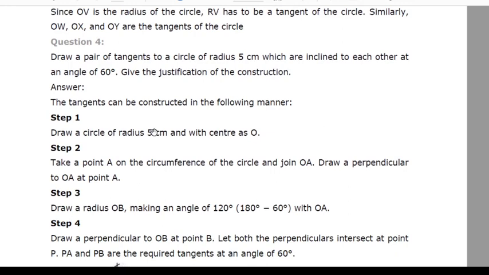Now question number 4. Draw a pair of tangents to the circle of radius 5 centimeter, which are inclined to each other at an angle of 60 degrees.